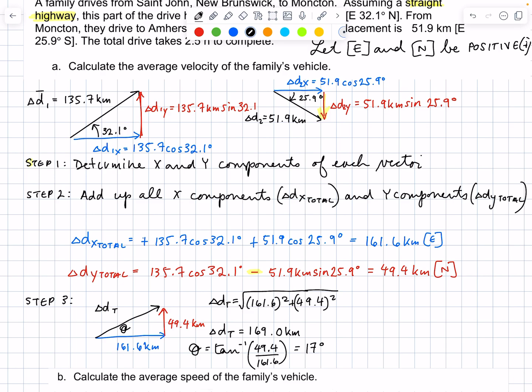So if I want to find my velocity, which is equal to total displacement over elapsed time, that would be 169.0 kilometers, 17 degrees north of east, divided by 2.5 hours. If we punch this into our calculator, we end up with 68 kilometers per hour, 17 degrees north of east.